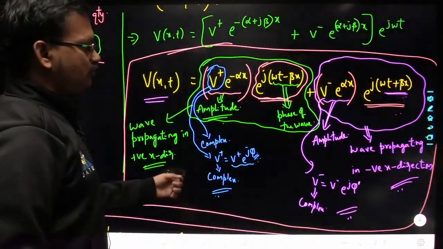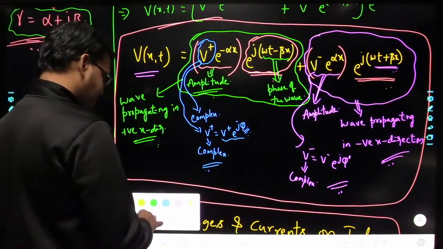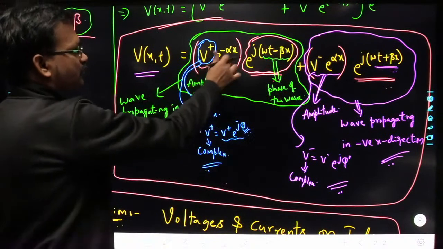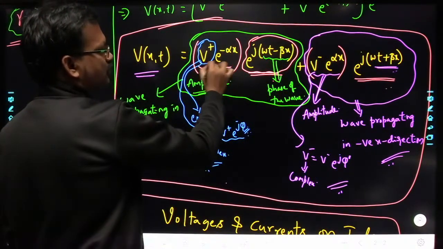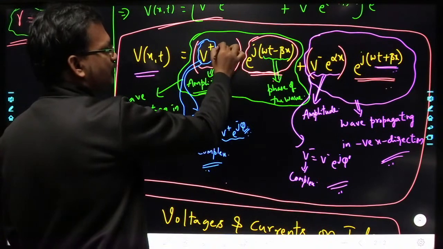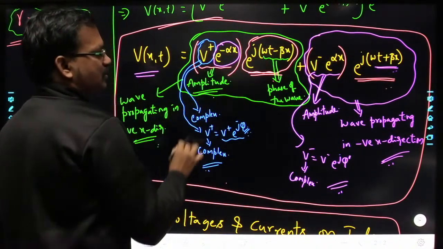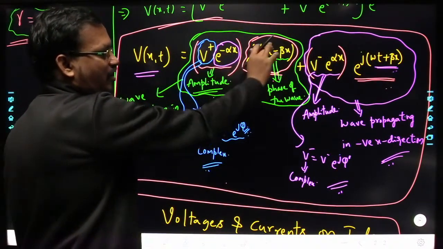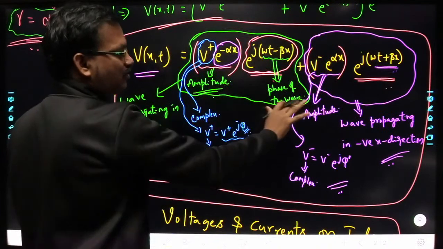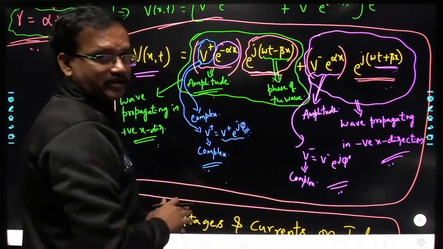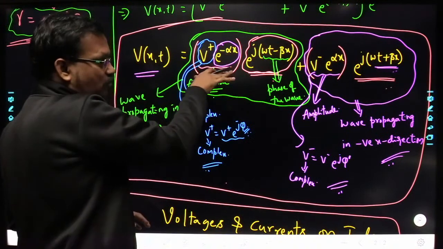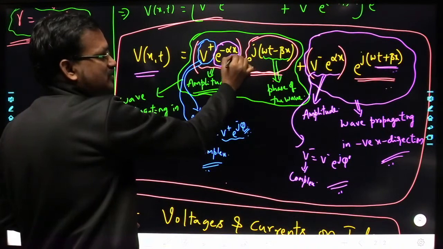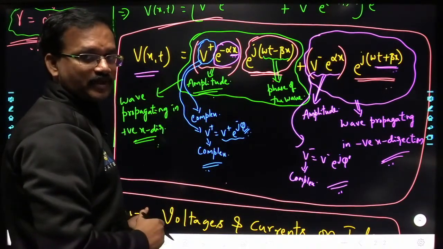Okay. So now one more thing you have to observe here is this amplitude. This amplitude is equivalent to V plus into e power minus alpha x. That means this amplitude is exponentially decaying along x. This wave is propagating along the x direction, so as this voltage wave propagates along x, its amplitude is decaying along x. Yes or no? Okay.